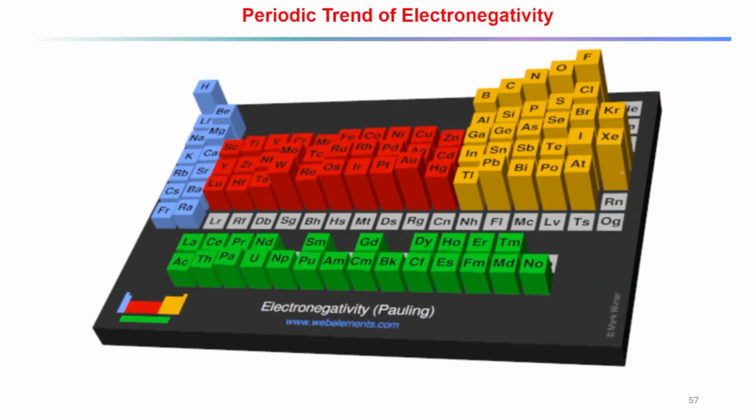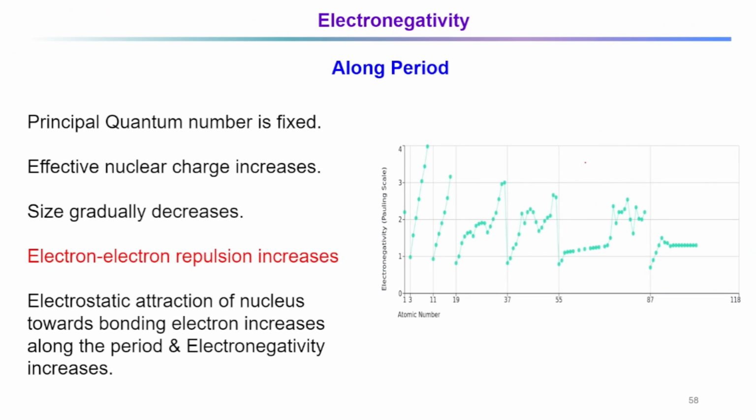And this is the 3D bar plot from which you can clearly see that electronegativity is increasing along the period, and if you see here, it is decreasing along the group. Now let's see the reasons. What are the reasons behind it?